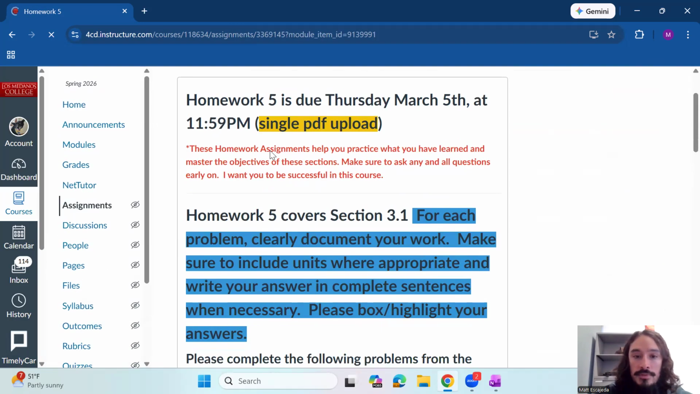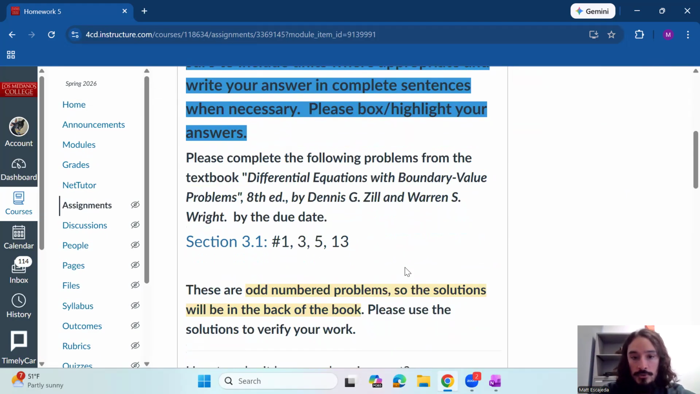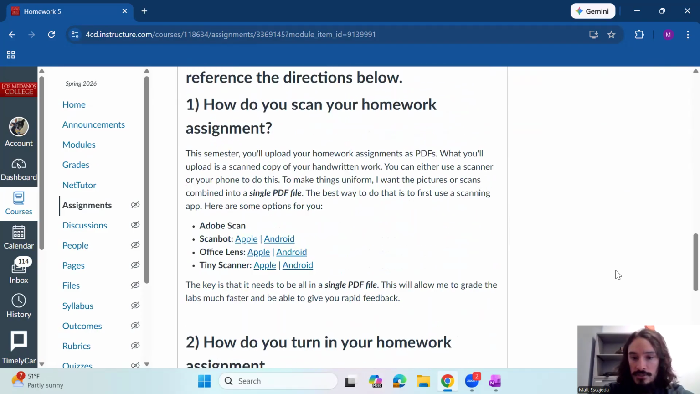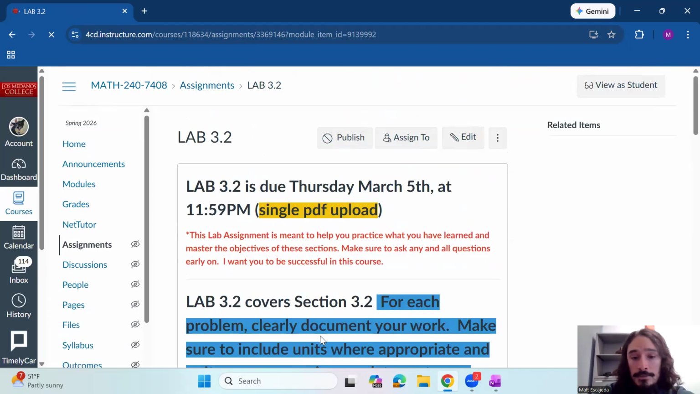Homework 5 is just about section 3.1. So it's only about these four questions, 1, 3, 5, 13. That's all for homework 5 you've got to do, okay? And then for section 3.2, there is a lab assignment.